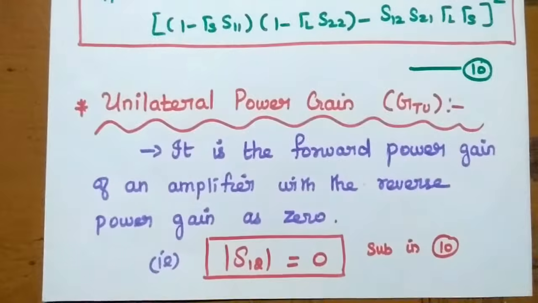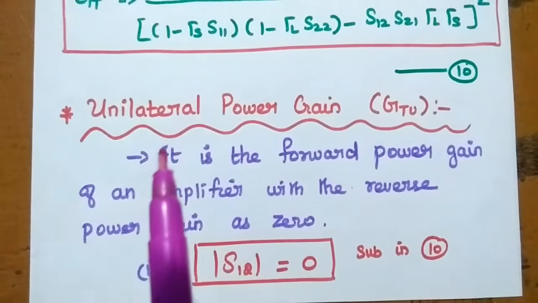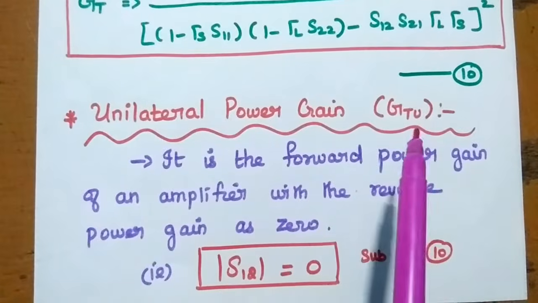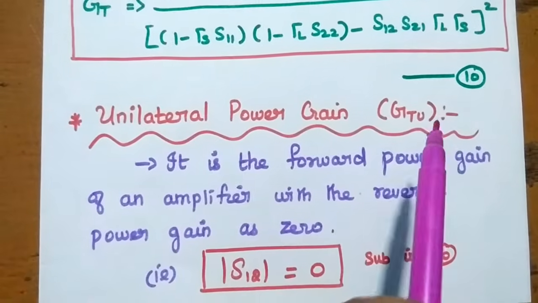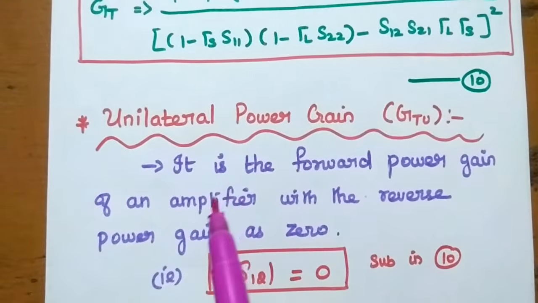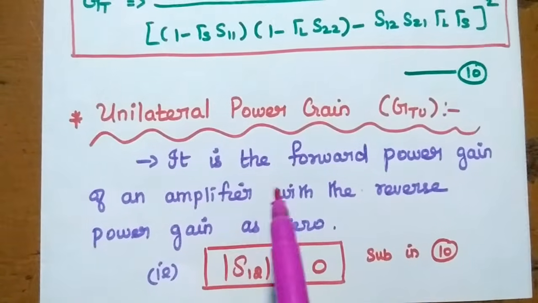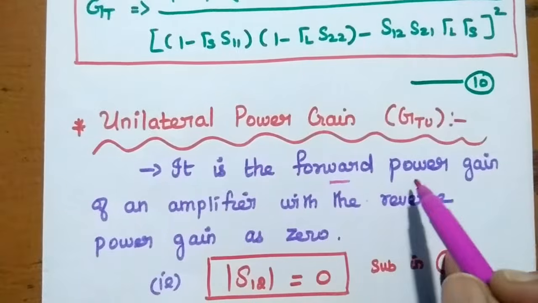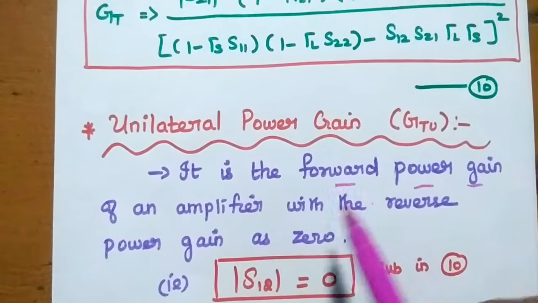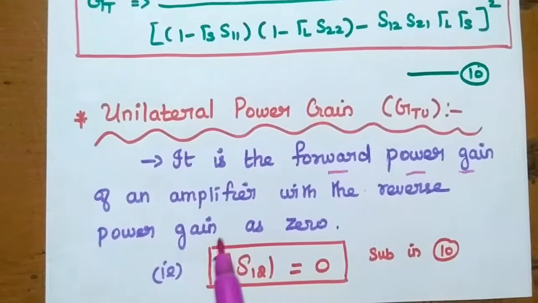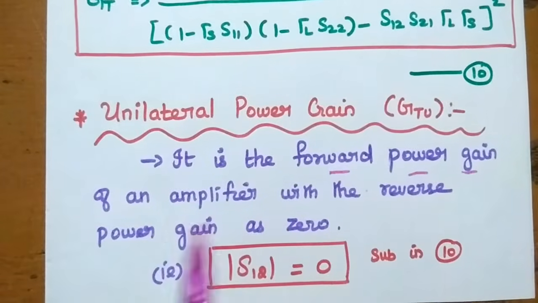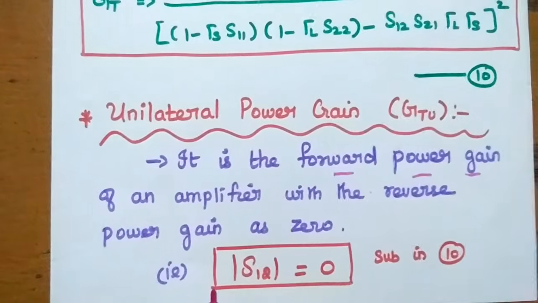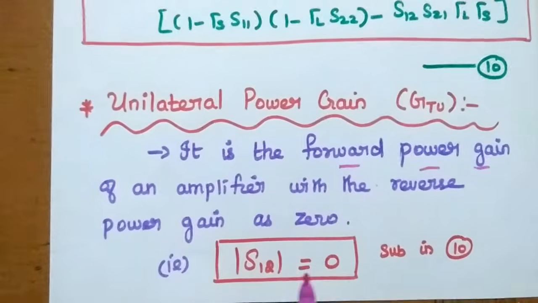Next we are going to find out the value of unilateral power gain, that is represented as GTU. U represents unilateral. So uni means what? It represents only the forward direction. So it is the forward power gain. It is the forward power gain of an amplifier with the reverse power gain as 0. There is no reverse flow, that is S12 is equal to 0.